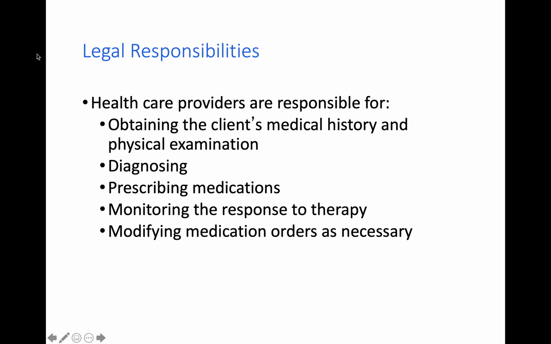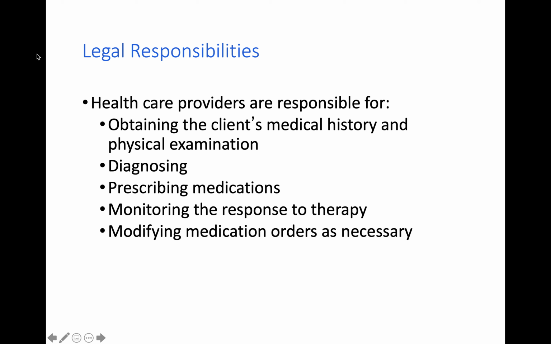Healthcare providers are responsible for obviously getting a client's medical history and physical examination. We need a medical history because the biggest thing with medications a lot of times is, have they had the drug and do they have an allergic reaction to it? They're responsible for diagnosing what's wrong with them, prescribing medications, obviously monitoring the response to therapy, and that's where nurses come in big time. We are a lot of times the monitor. The doctor orders the treatment, the drug, whatever, but it's the nurse that's there monitoring it. And you will hear me talk about that in detail throughout this course.